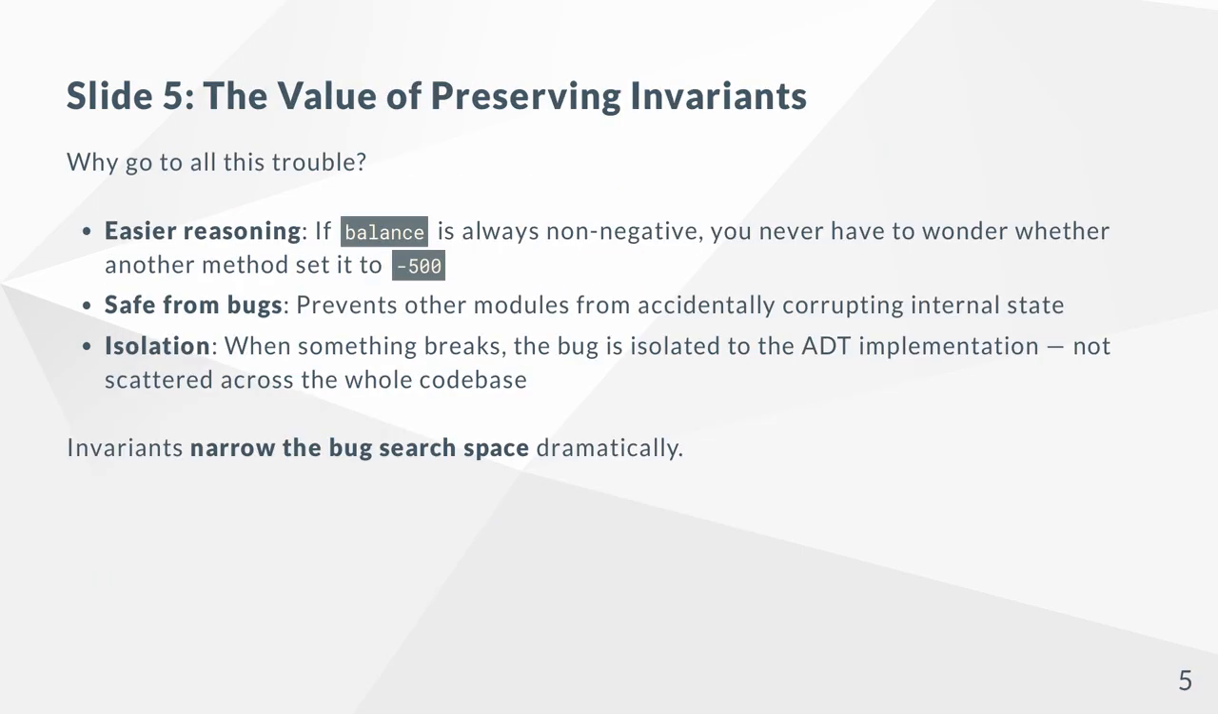Why bother with all this? Because invariants make reasoning far easier. If balance is always non-negative, you never need to wonder whether some other method silently set it to -500. When a bug occurs, it must be inside the ADT itself, not scattered across the entire codebase. Invariants dramatically narrow the search space.